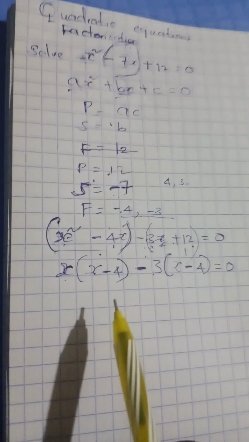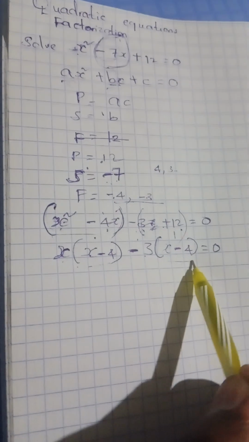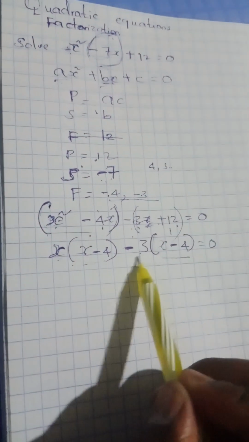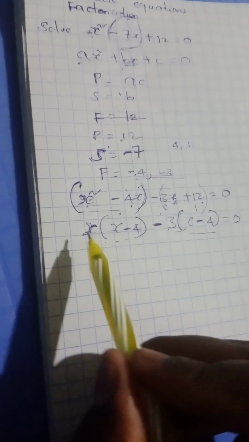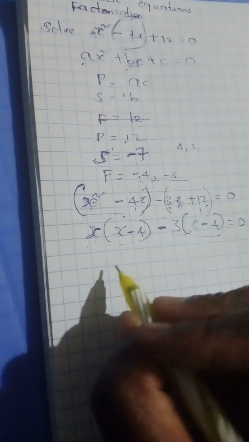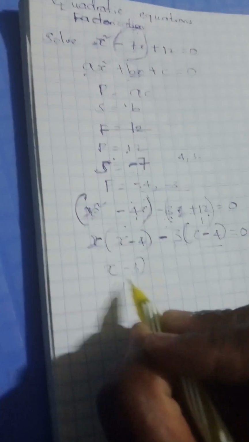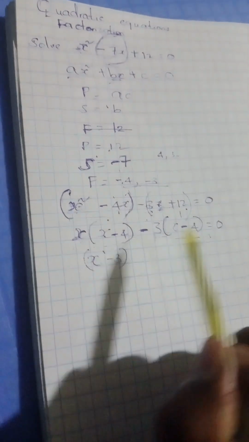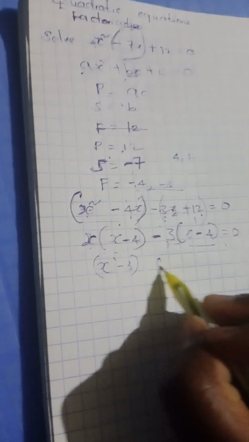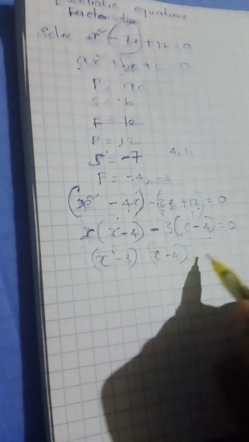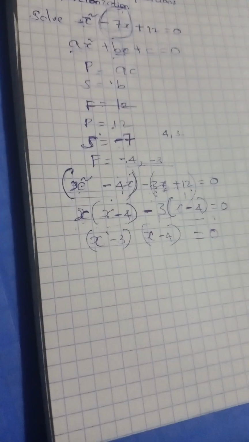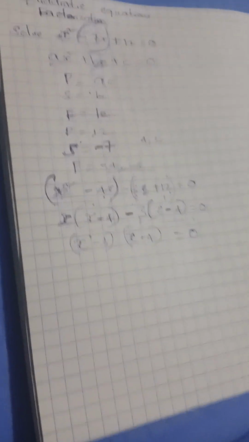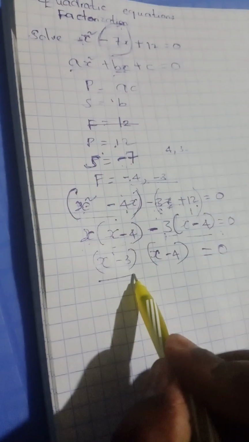So in this case, you can see we have x minus 4 and x minus 4, and we have this x minus 3. So we will use this x minus 3 outside the bracket, and you remove one of these because it is the same, or x minus 4 is equal to 0. So we want to find the value of x.